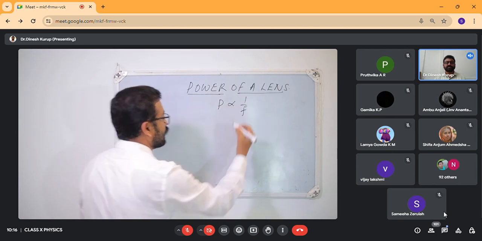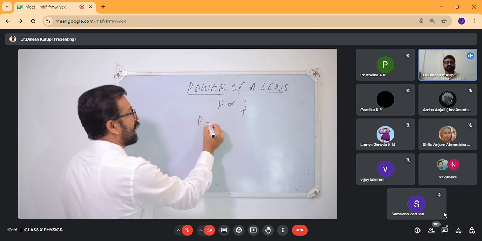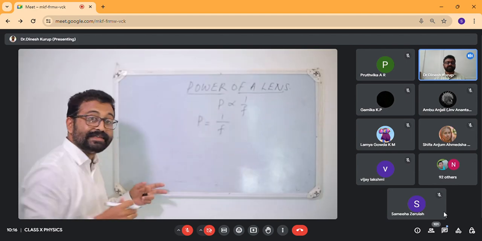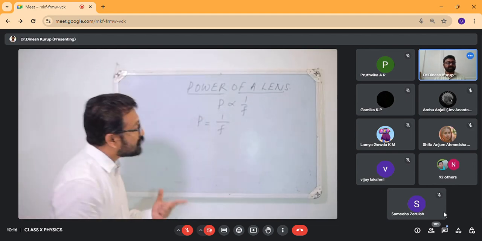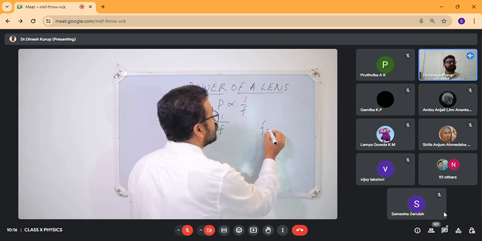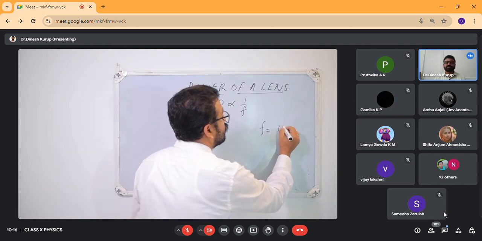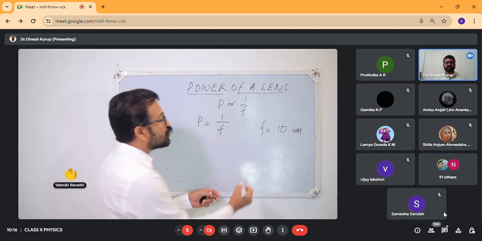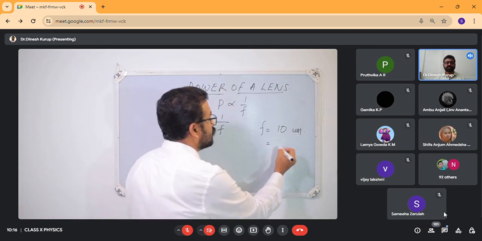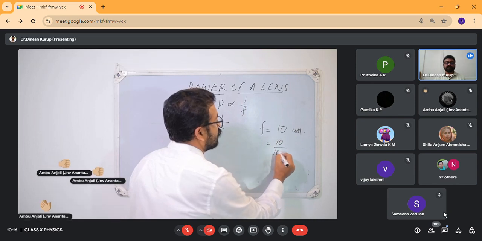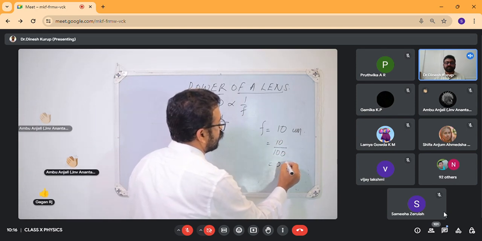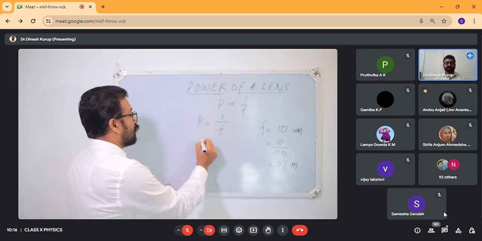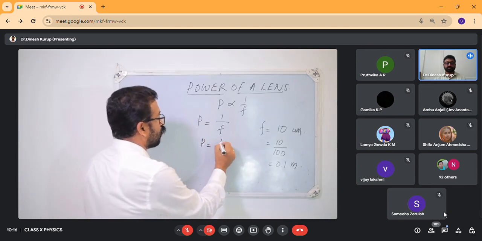So we have seen that power is inversely proportional to the focal length. So we can define power as the inverse of focal length. And we know that focal length is a length. So how do we measure focal length? Focal length is to be measured in centimeters. Normally we measure in centimeters. So we have to convert that focal length into meters. So that is 10/100 of a meter, which is equal to 0.1 meter.